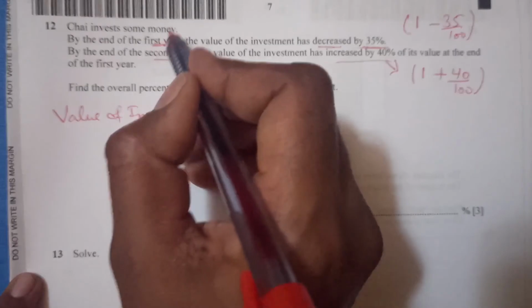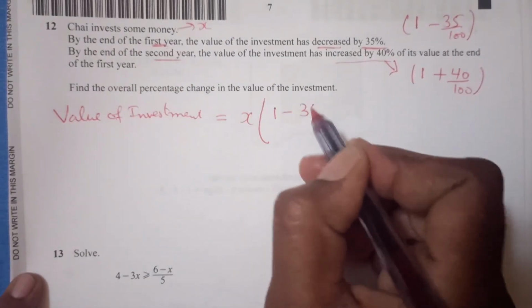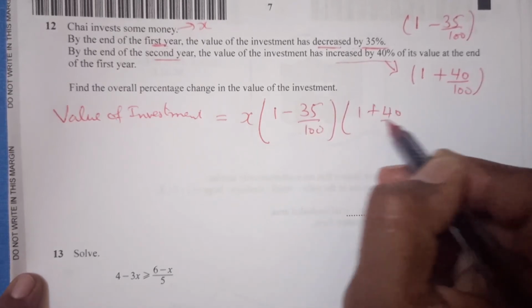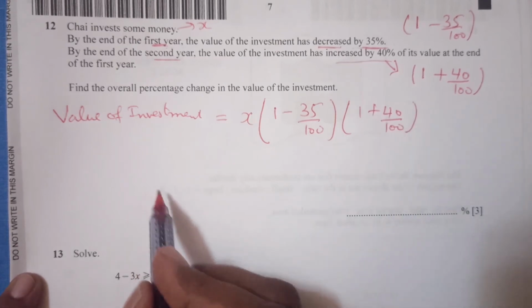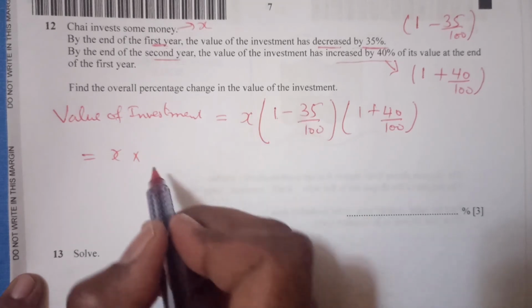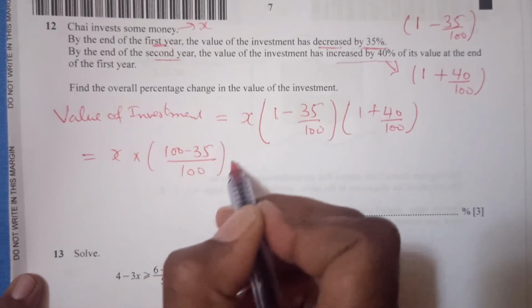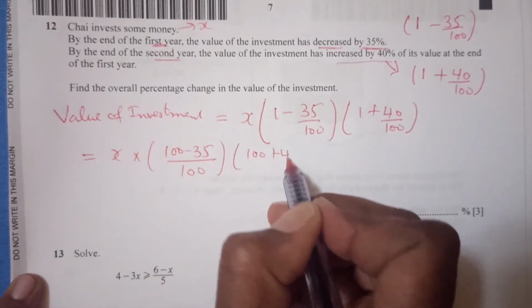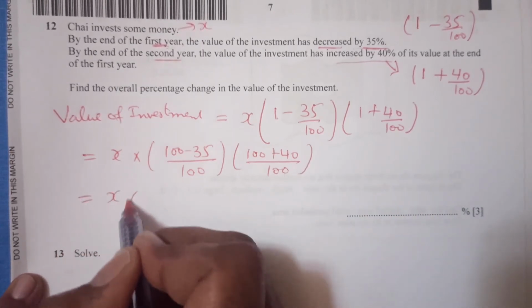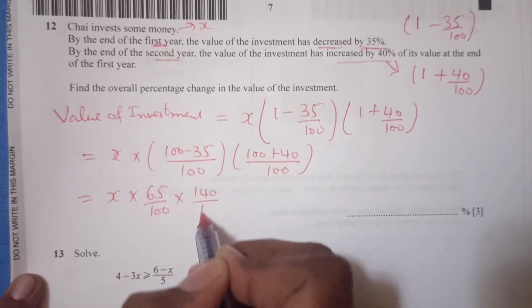So that means if this is x, first it decreases by 35%, then it increases by 40%, right? So let's see, this is x times 100 minus 35 over 100. You can even directly use a calculator, but I'm just showing how to do this. So this is going to be x times 65 over 100 times 140 over 100.